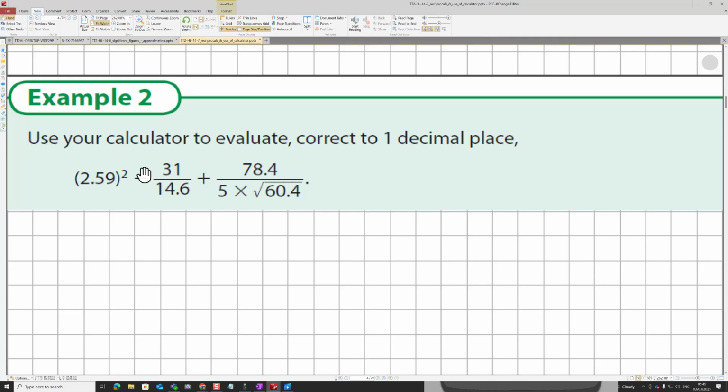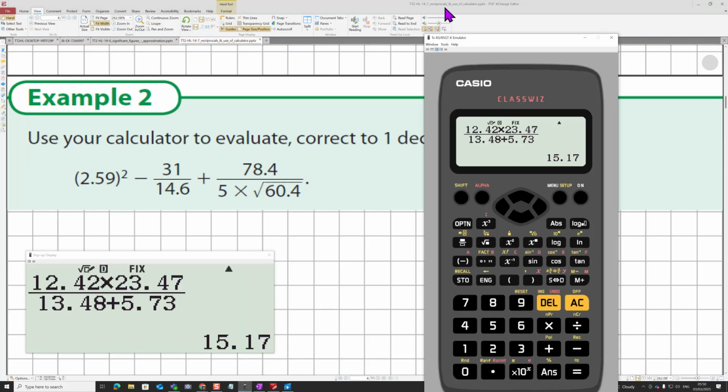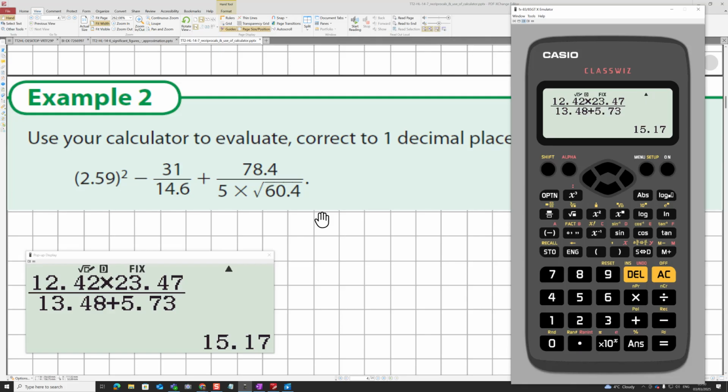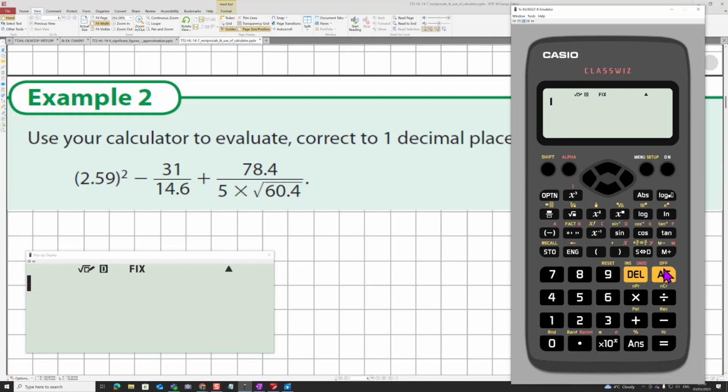Why have they got a bracket around that 2.59? Can you tell me? I hope you're screaming at the screen that they don't need it. So we go 2.59 squared. Use your squaring function. It brings you down off the power. Minus, open up your fraction bar. Yes, you can do the 31 just before your fraction bar. Take your pick.